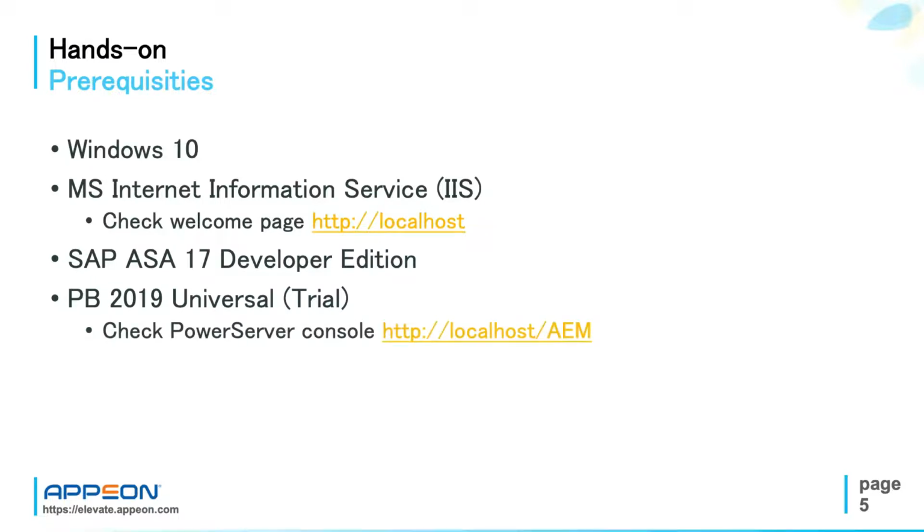Once you have installed PowerBuilder 2019 Universal fully, you can check whether PowerServer is running. Open the web browser once again and navigate to localhost/am, which is the Appeon Enterprise Manager, the PowerServer web console. You will see just a login page.